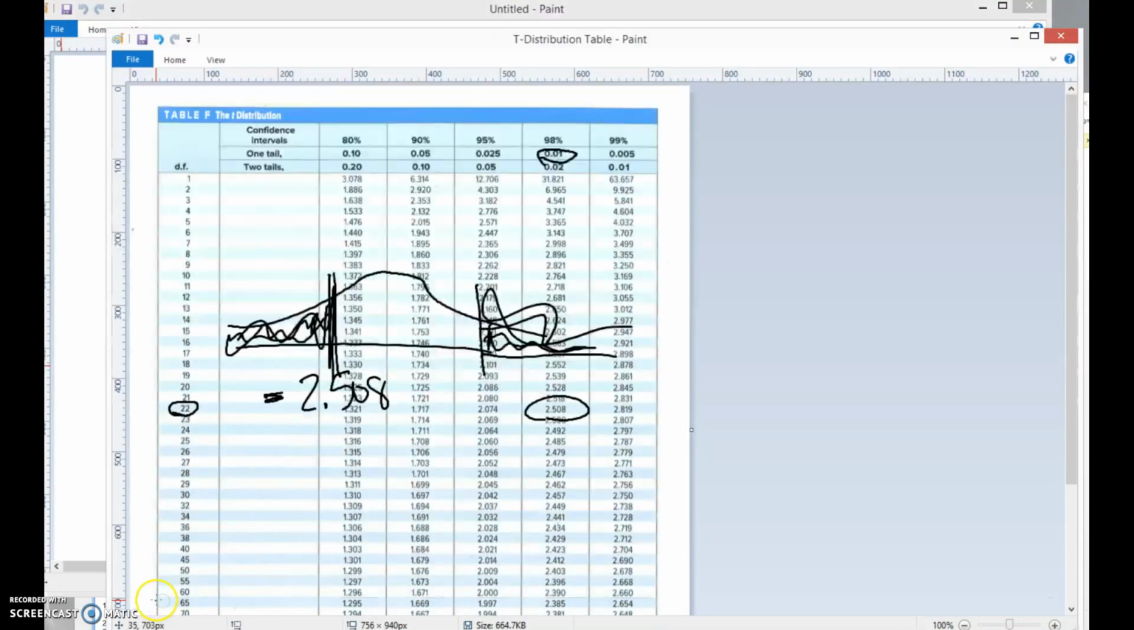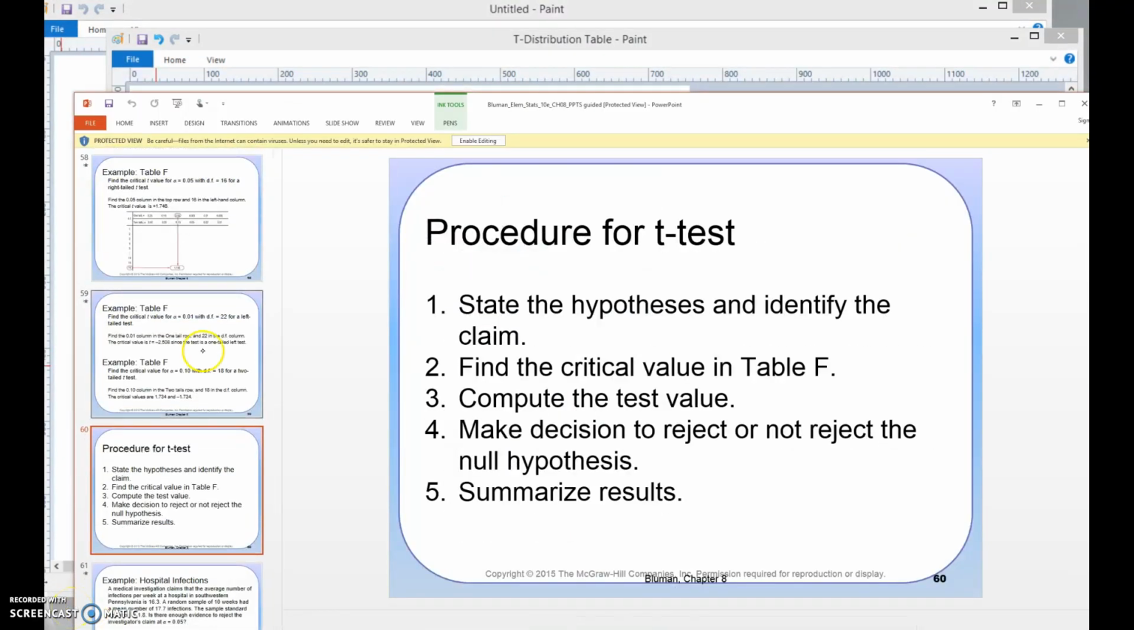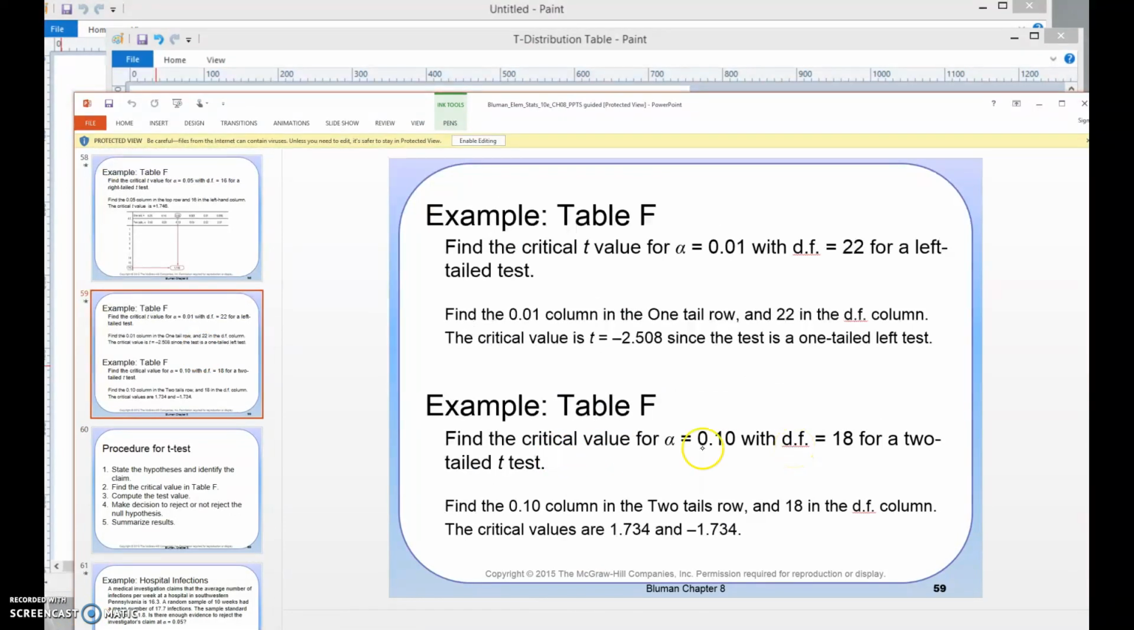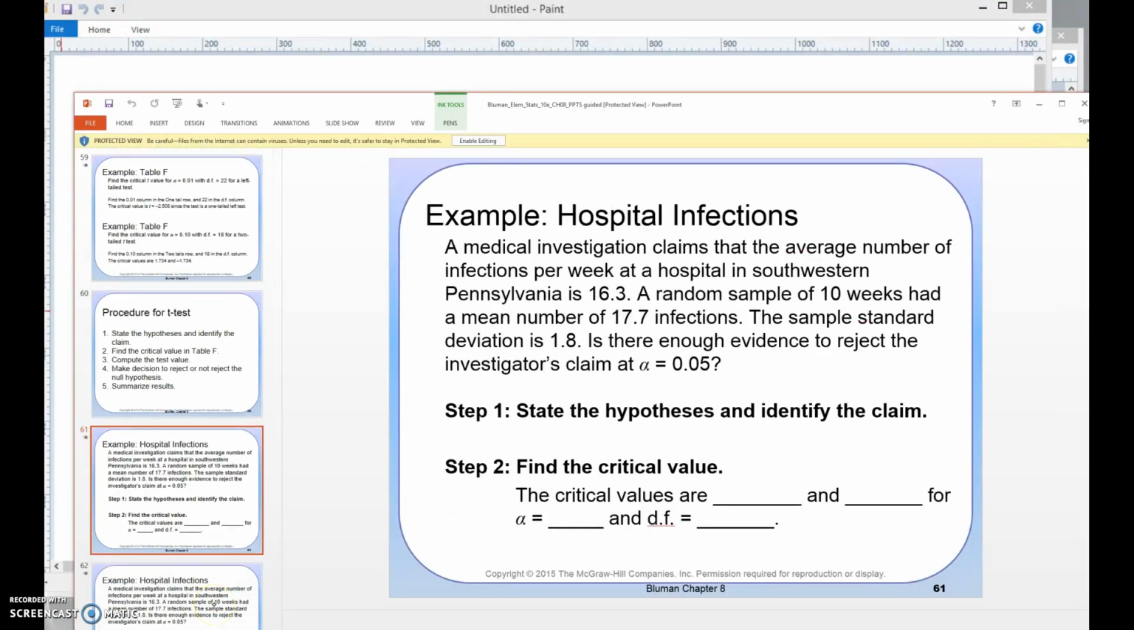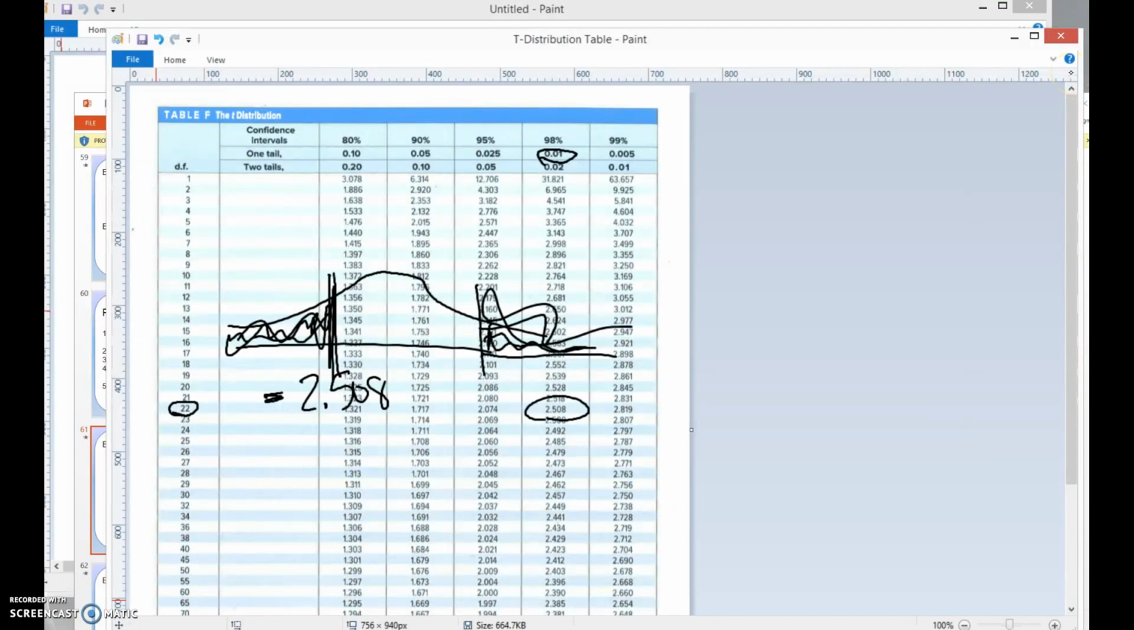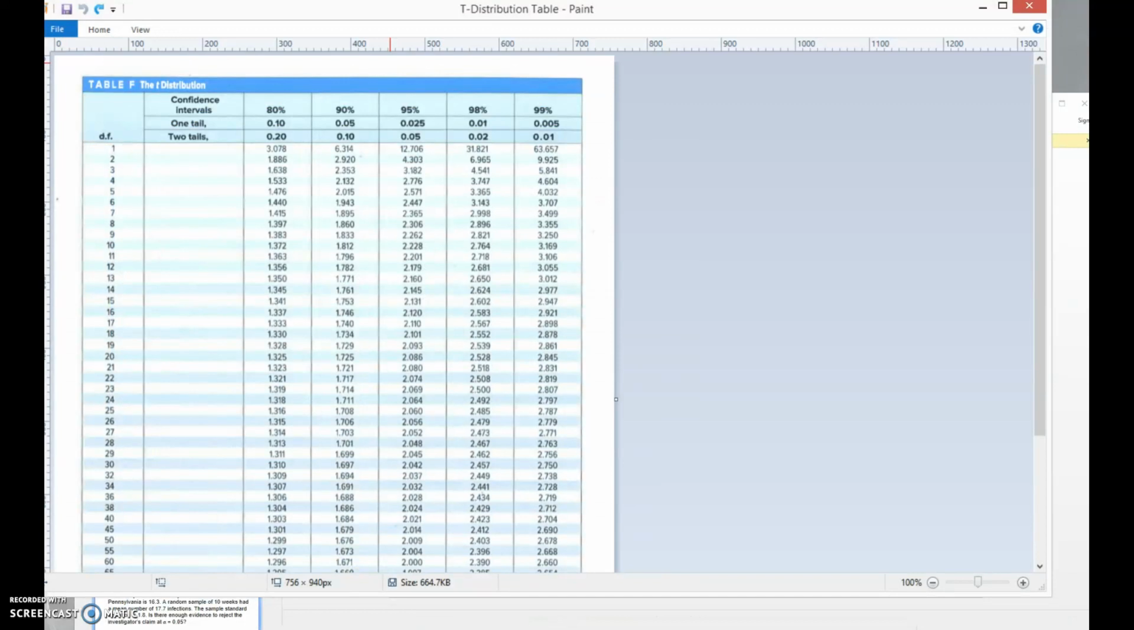Okay. If we go to two-tailed, again, critical value of 0.10 with a degree of freedom of 18 for a two-tailed t-test. Go back to our chart. So as I was saying, if we're going to be looking at a two-tailed test, we're going to look for an alpha of 0.10 right there and a degree of freedom of 18 right here.